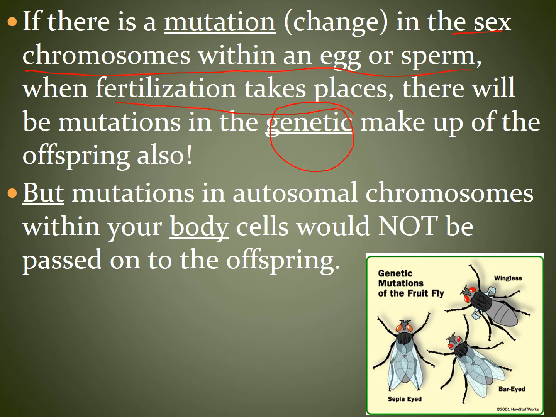But mutations that are autosomal. So remember, autosomal is somatic. And remember what somatic is. Those are body cells, right? So autosomal means body, somatic means body. Chromosomes within your body cells will not be passed to your offspring. So mutations in your sex cells will be passed to offspring, but mutations in your body cells will not be passed to offspring.